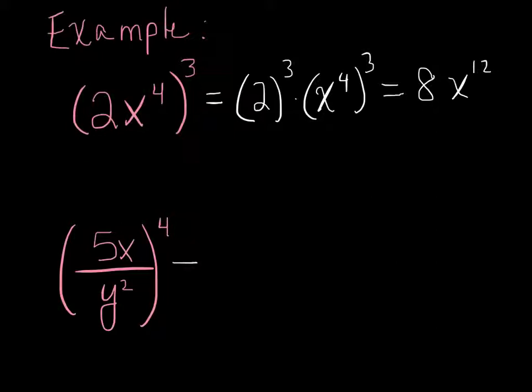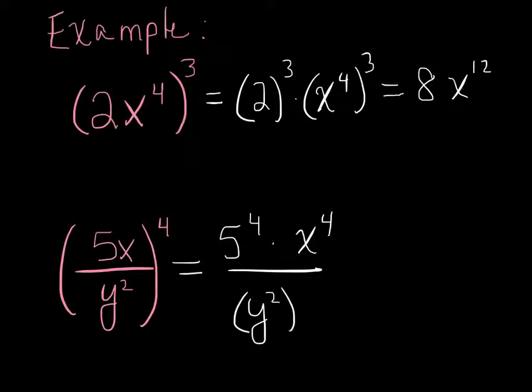And my second example, I'm going to raise everything in here to the 4th power. So it's going to be 5 to the 4th times x to the 4th over y squared to the 4th. 5 to the 4th is a regular number. It means 5 times 5 times 5 times 5, which is 625, I believe.